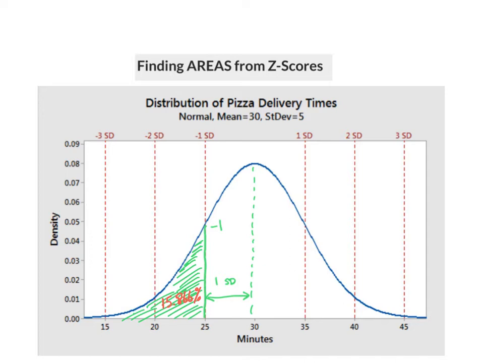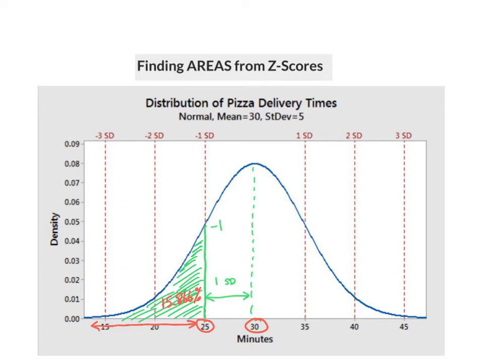Now, why are these percentages important? Well, because later on we're going to look at questions for this. For instance, this question might say, what is the probability that the pizza delivery will be 25 minutes or under? So what is the probability? We know that the target is 30 minutes. We want to find out the probability that this pizza delivery is going to be under 25 minutes.